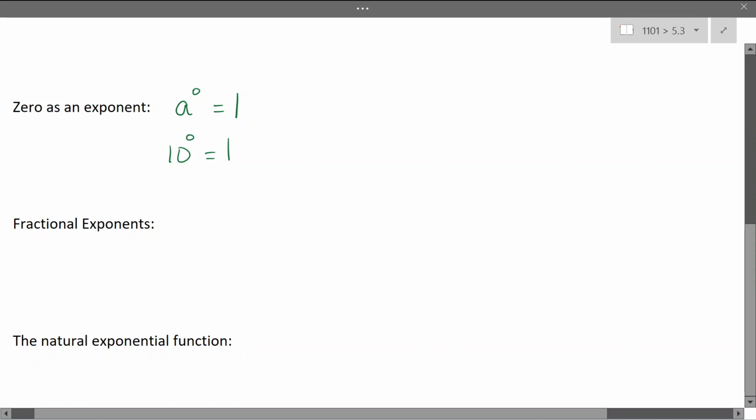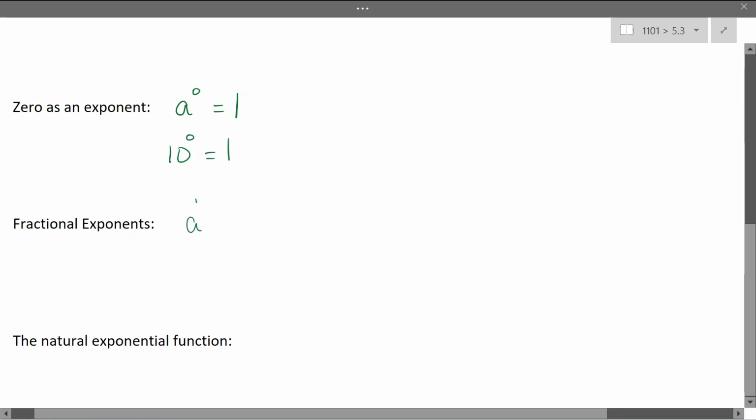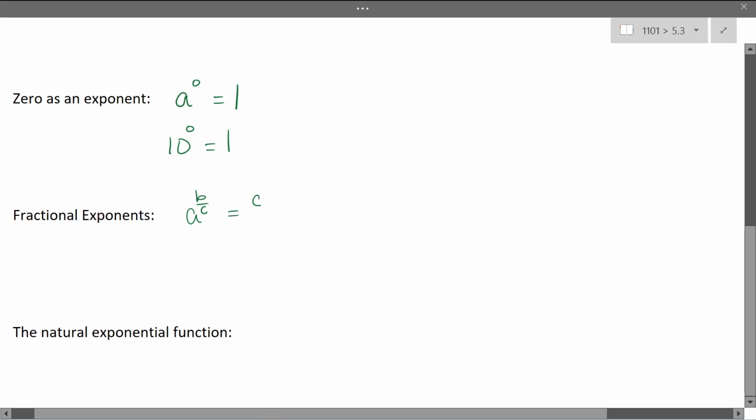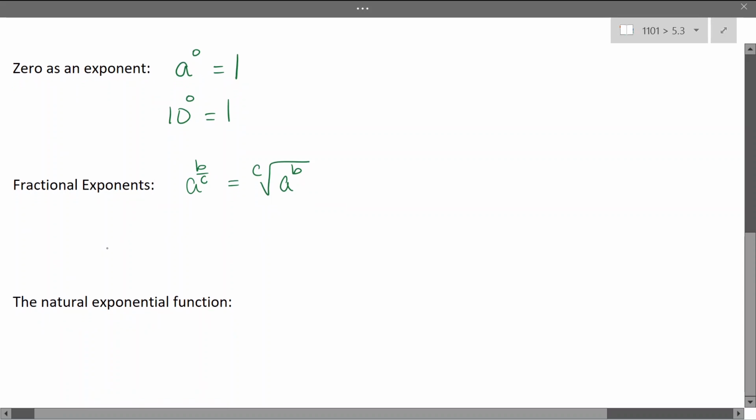Next, let's move on to fractional exponents. If you have a raised to the b over c, that's going to be the c root of a to the b. Let's put that in numbers to make that make a little more sense. Say I have 5 times 27 to the 2/3. That's the same thing as saying 5 times the cube root of 27 squared.